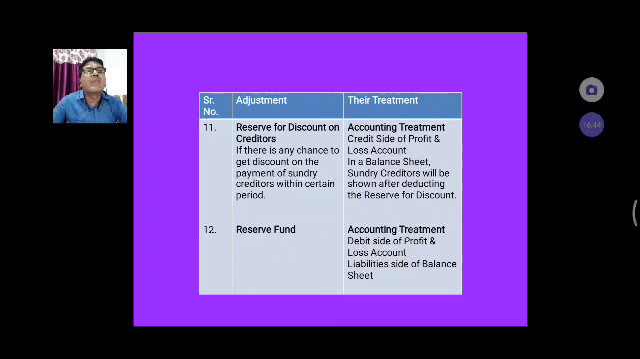Number 12, reserve fund. The reserve fund is a fund. Accounting treatment: debit side of profit and loss account and liability side of balance sheet.